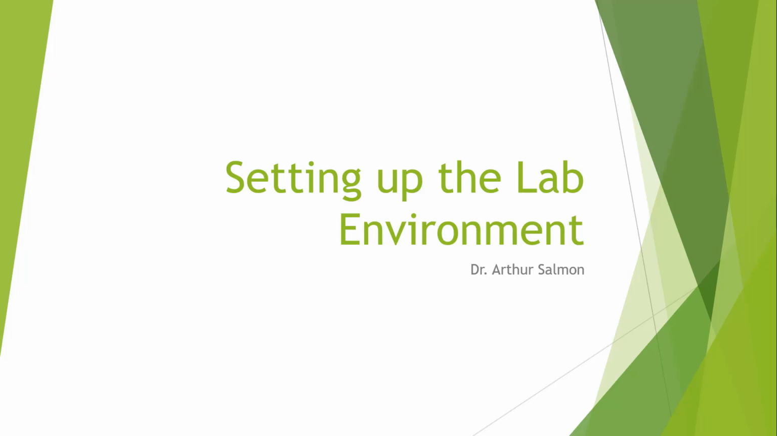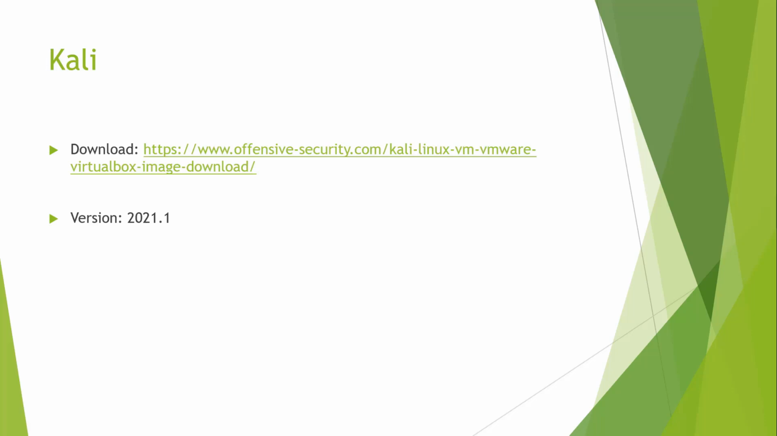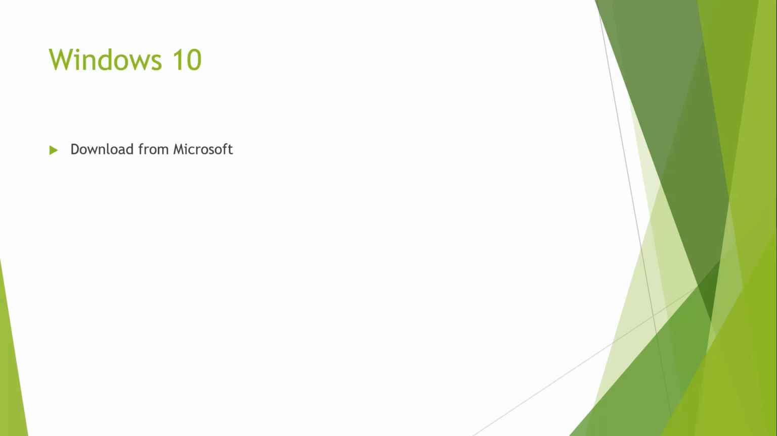Welcome. In this video, we're talking about how to set up our lab environment. We're using two machines where you're going to be using Kali and we're going to be using Windows 10 as a victim. You're going to be downloading Kali from Offensive Security. It's going to be a pre-configured VM already set up. We're going to be using the 2021.1 version. And with Windows 10, we're going to be downloading it from Microsoft. So let's go ahead and jump in.